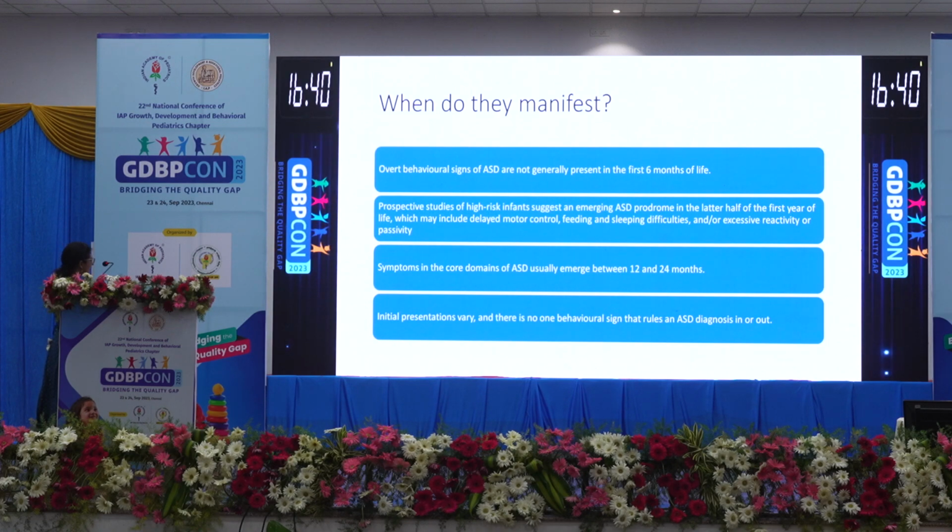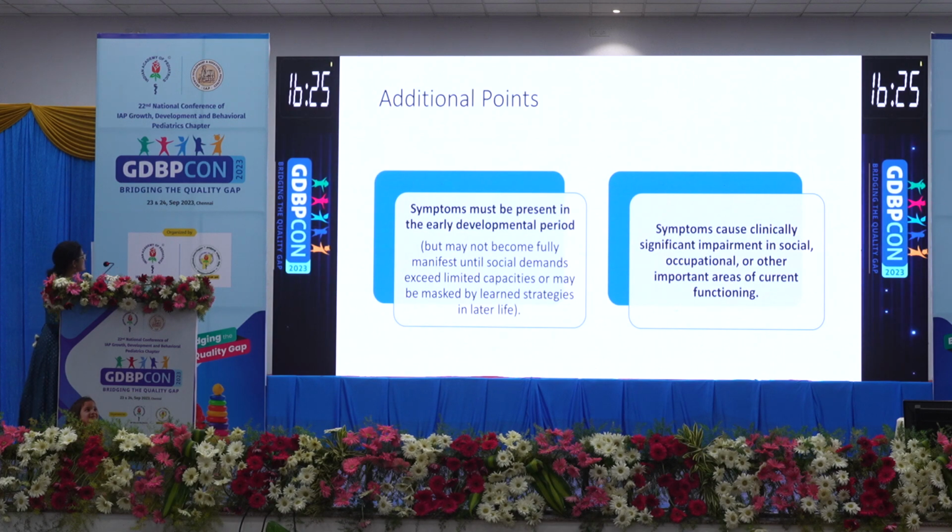Initial presentations vary, but there is no single behavior sign that says that because this is there, this is ASD, or because this is not there, this is not ASD. There's no single behavior sign. So, symptoms must be present in the early developmental period, but it may not become manifest at an earlier age. Only when the social demands exceed what the child can take, that time it may become manifest. And symptoms cause clinically significant impairment in social, occupational, or other important areas of current functioning.